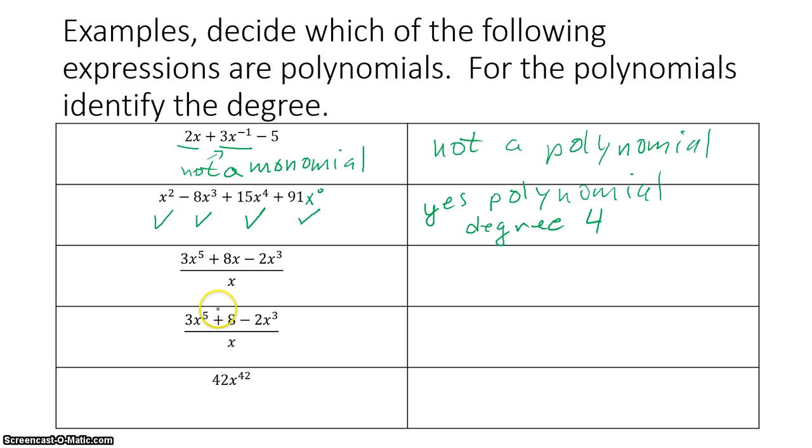Okay, so we're also going to run into expressions that look a little different. Now, this is a rational expression, and we notice it's not written as a sum of terms, but can we write it as a sum of terms? We sure can. We can write this as 3x to the fourth plus 8 minus 2x squared. Once we write it like this, we do recognize that each of these terms is a monomial, and that the degree of this polynomial is then 4.